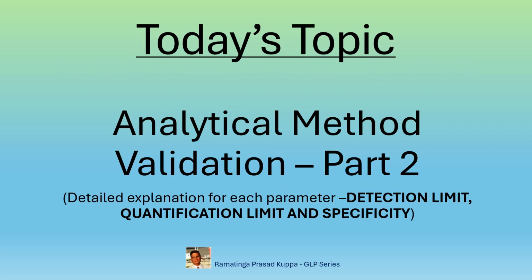Today's topic is Analytical Method Validation Part 2, a detailed explanation for each parameter: detection limit, quantification limit, and specificity. As a continuation to Part 1, we will now discuss the details of detection limit, quantitation limit, and specificity in this video. In the next concluding Part 3, we will discuss range and linearity parameters.